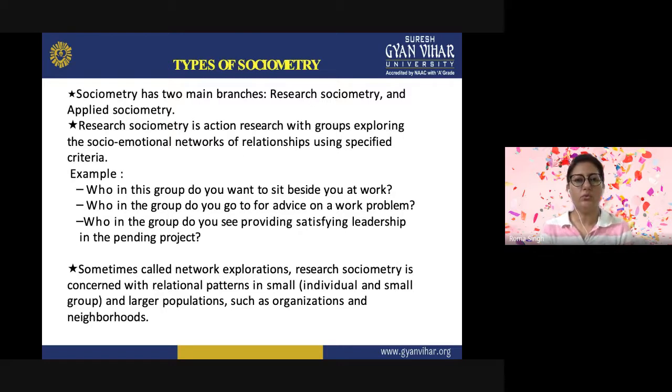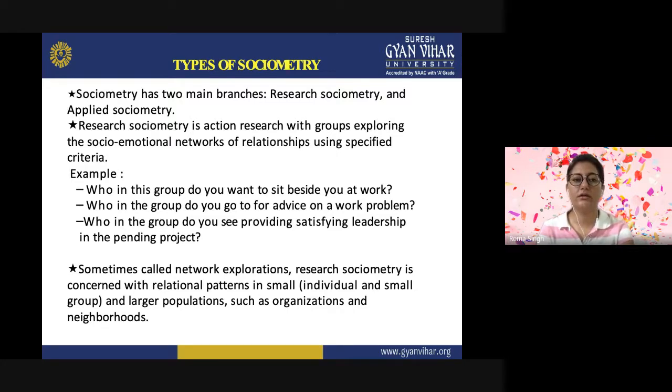There are two main branches of sociometry actually: research sociometry and applied sociometry. Research sociometry is action research with groups exploring the socio-emotional networks of relationships using specified criteria. For example, who in this group do you want to sit beside you at work? Who in the group do you go to for advice on a work problem?